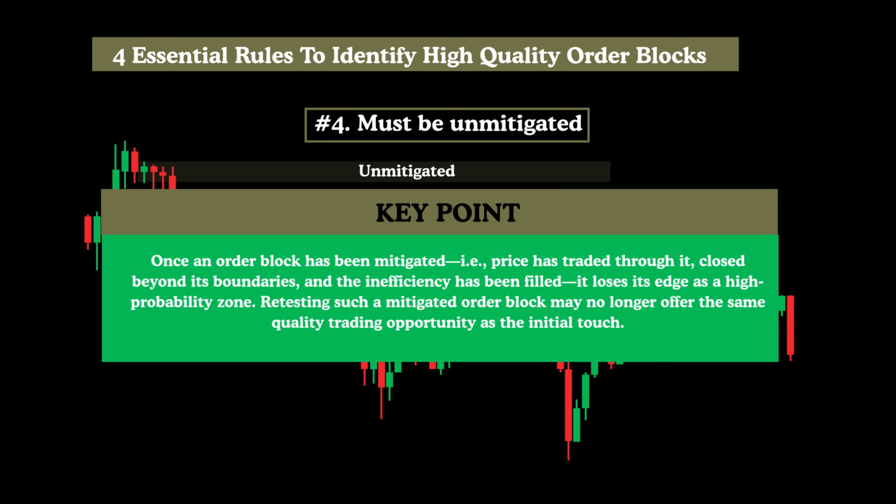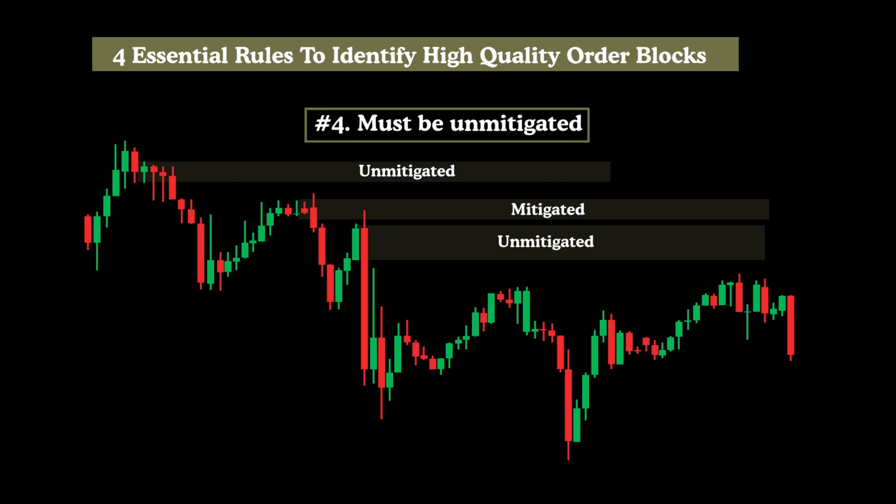Once an order block has been mitigated, i.e., price has traded through it, closed beyond its boundaries, and the inefficiency has been filled, it loses its edge as a high probability zone. Retesting such a mitigated order block may no longer offer the same quality trading opportunity as the initial touch. Key takeaway: we trade order blocks only when they are fresh. Once price resolves the imbalance within them, we shift our focus to new zones of interest.